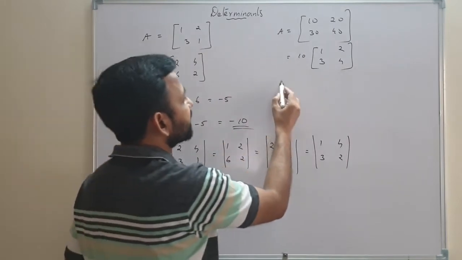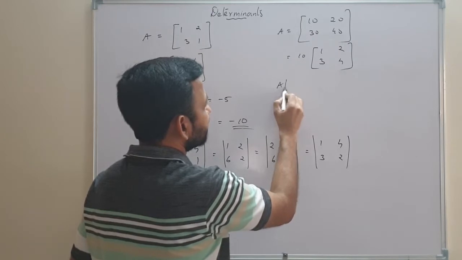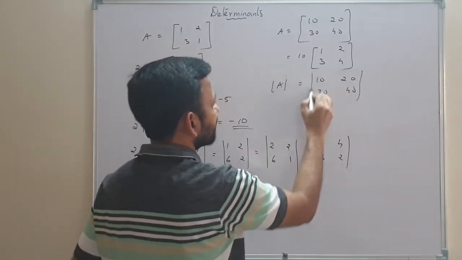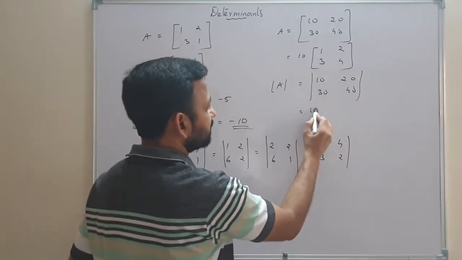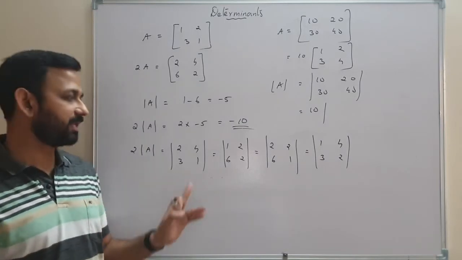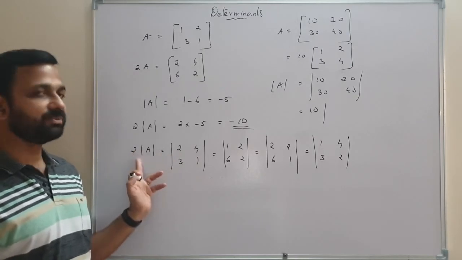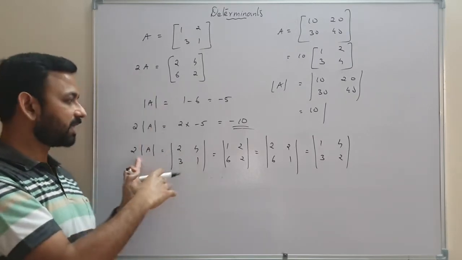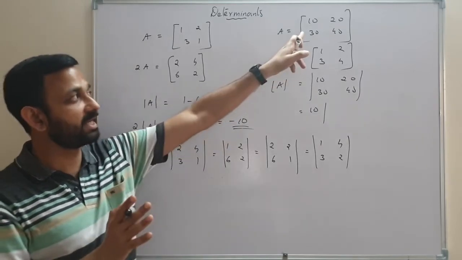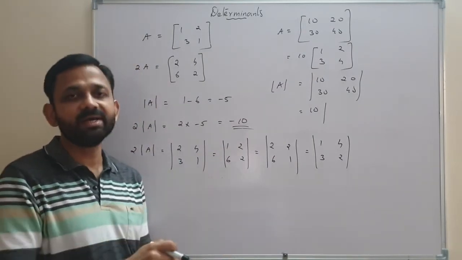But if it is a determinant, suppose a determinant A is 10, 20, 30, 40. Then if you want to take 10 outside, we have to take 10 outside from any one row or any one column. Here we multiplied any one row or any one column by 2. So when we take a 2 outside, you have to take it from any one row or any one column. We cannot take from each and every element. If you take from each and every element, the value will be different.